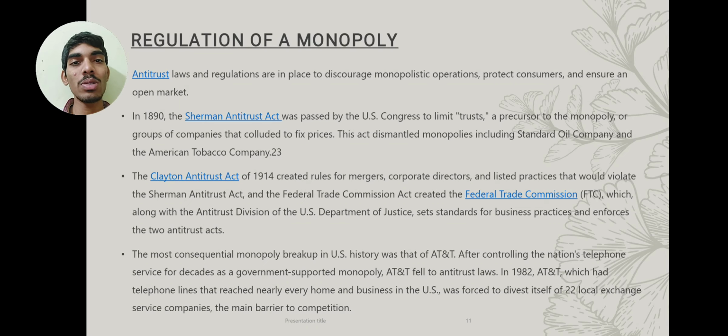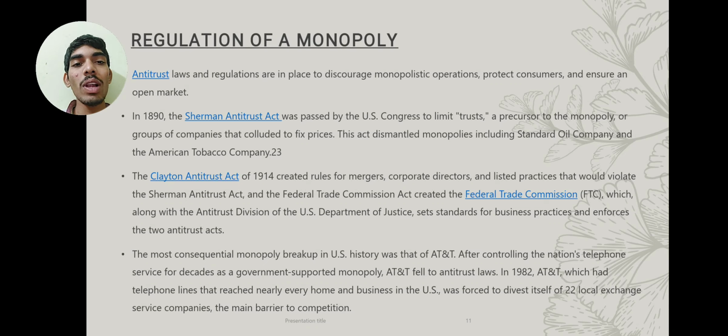The Clayton Antitrust Act of 1914 created rules for mergers and corporate directors, and listed practices that would violate the Sherman Antitrust Act. The Federal Trade Commission Act created the Federal Trade Commission (FTC), which, along with the Antitrust Division of the U.S. Department of Justice, sets standards for business practice and enforces the two antitrust acts.